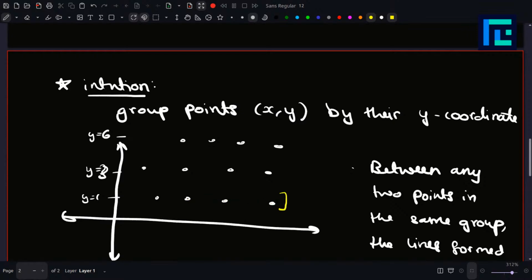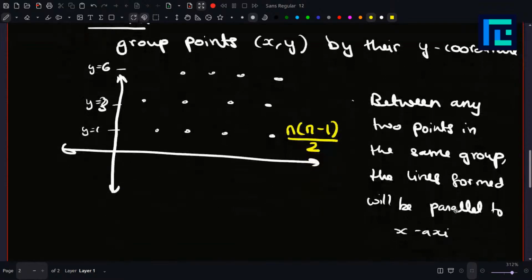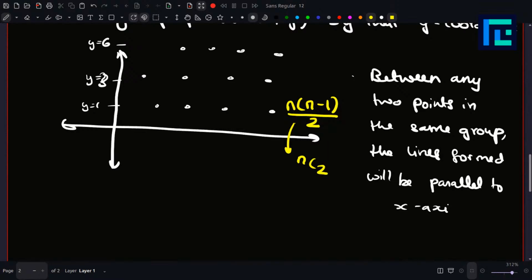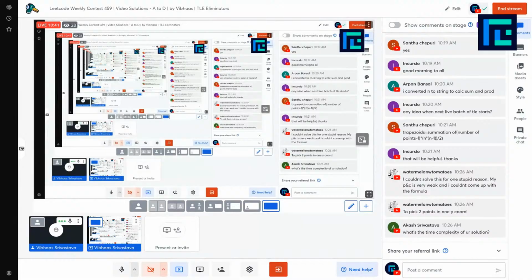So for example, since here there are 4 points, we can form 1, 2, 3, 4, 5, 6. 6 total pairs of lines, all of them at this level, which will be parallel to the x-axis, right? So total number of lines will be, you can show by PNC, n choose 2 or n times (n minus 1) by 2. Okay, that is the total number of lines in this group, which we can form parallel to the x-axis. Time complexity of my solution will be n log n, I think, for B.